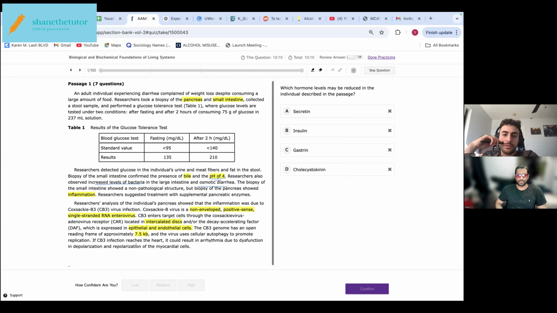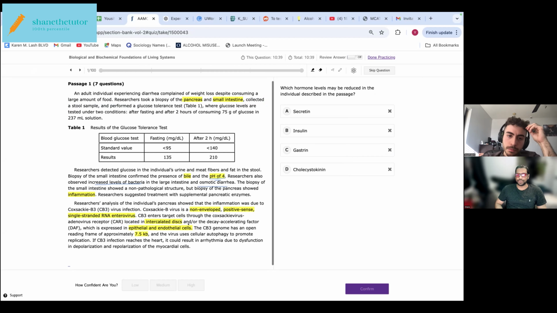And then they also detected glucose in the individual's urine. That's also a symptom of diabetes, meaning that you are peeing out glucose. And we know from the nephron that glucose should be something that we reabsorb, right? Yeah. Okay. They also found meat fibers and fat in the stool.